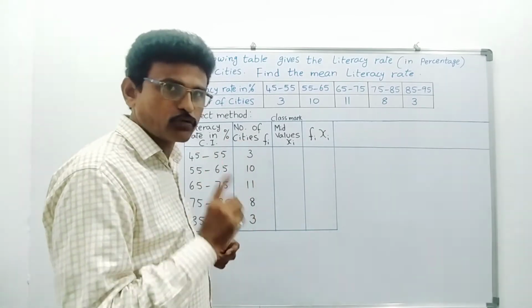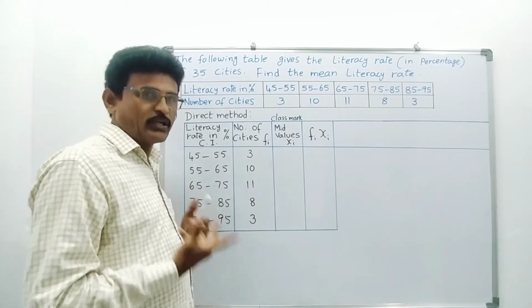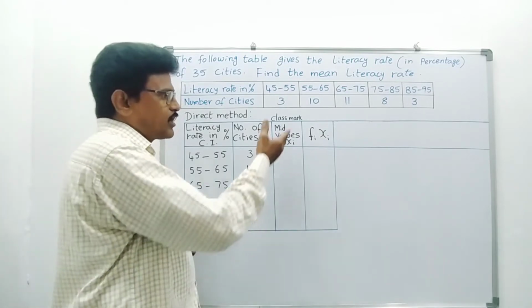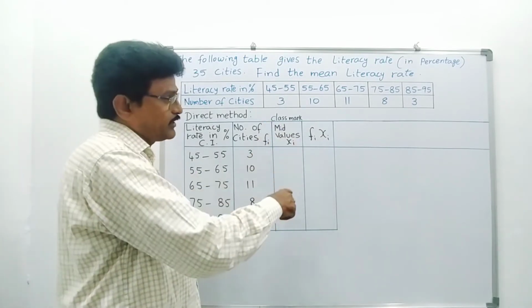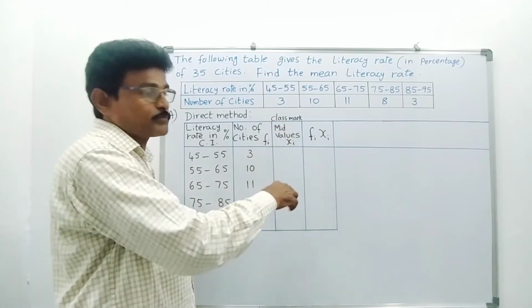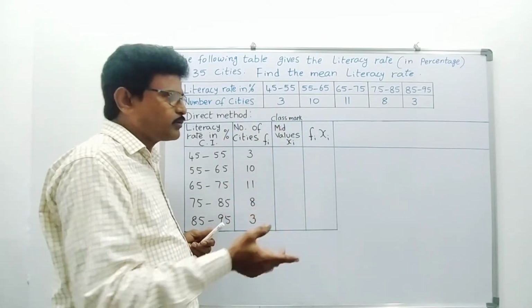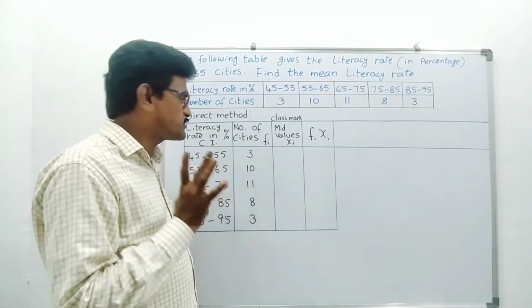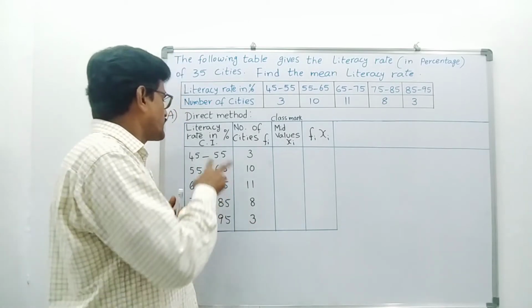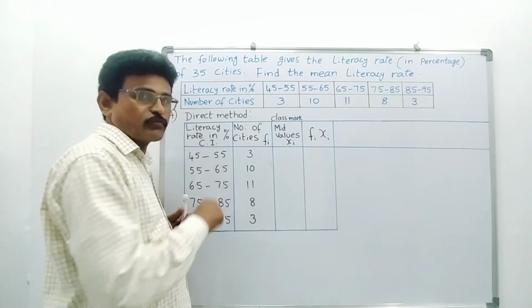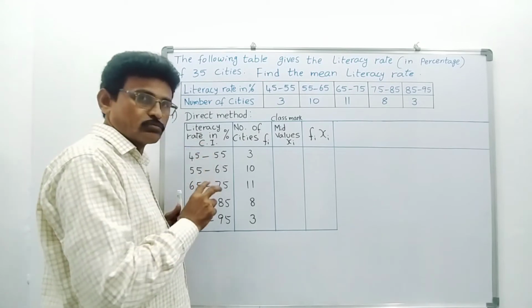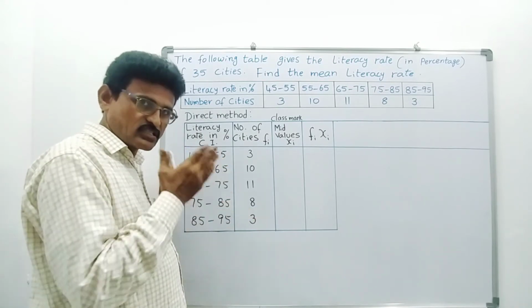Now immediately what do we have to find? The mid values. Mid values are also said to be class marks. That's why I entered both here. Class mark or mid value, the meaning is the same. Students, how to find mid values of class intervals? For 45 to 55, add these two and divide by 2. That is the mid value.